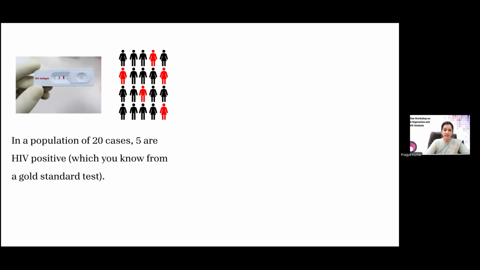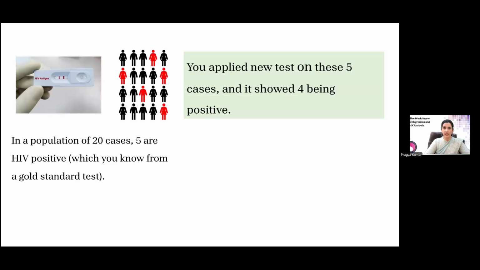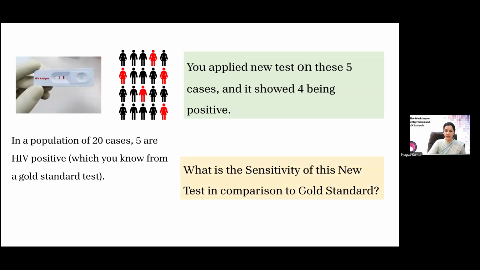So like in this case, you can see there are 20 people here. And in this case, 5 are HIV positive, which we know from a gold standard. So if I apply the test on these, and out of 5, 4 are showing that they are positive. So what will be my sensitivity in comparison to the gold standard?